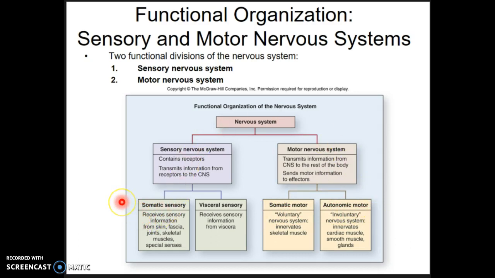So back over here on sensory. Somatic sensory means sensory information we're consciously aware of. Skin, joints, skeletal muscles, special senses like sight, sound, etc.